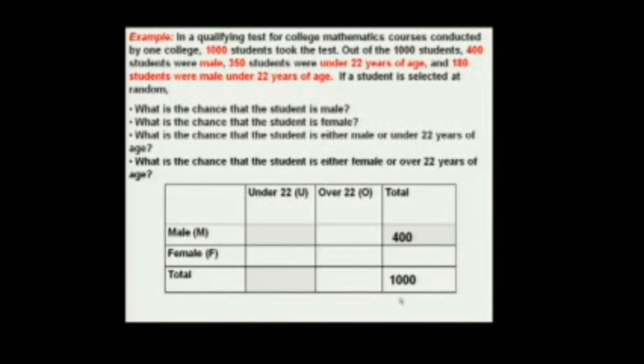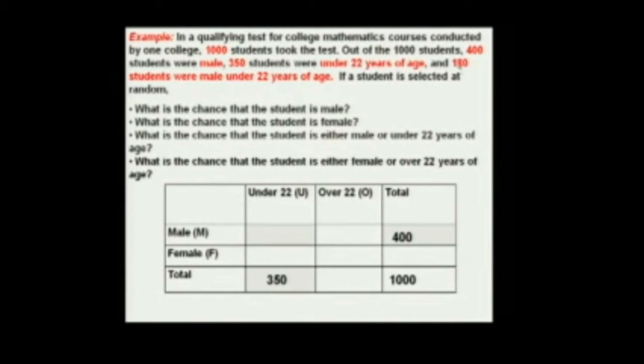We were also told that we have 400 male. So at the male total, we have 400. So the overall total is 1,000, and we have 400 male. So you can see here we're filling in the gaps or the cells in the table. We were also told that we have 350 students that were under 22. So this is the total for under 22, we have 350.